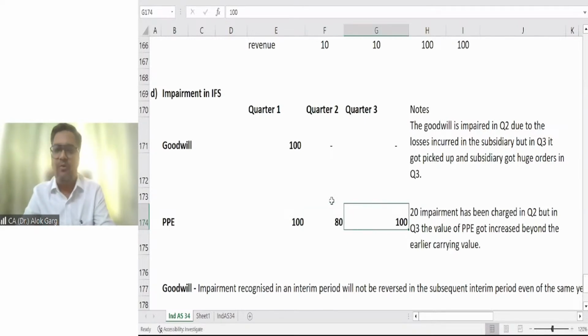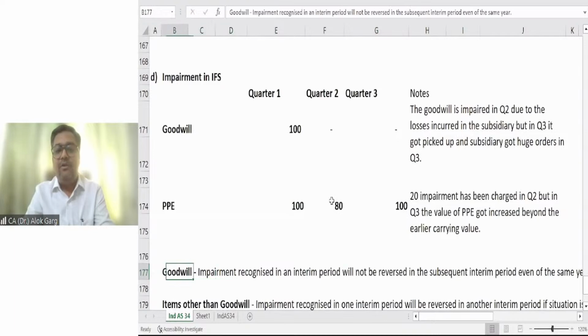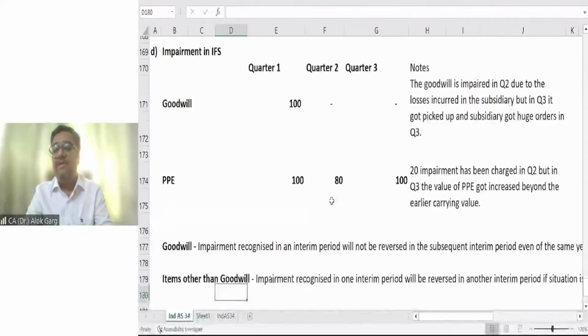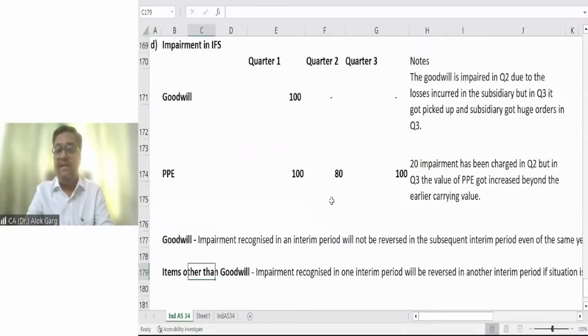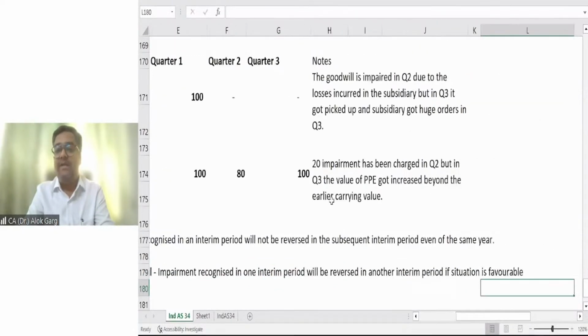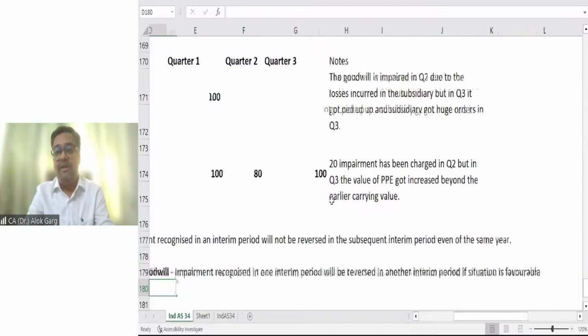Answer is yes, it is allowed. The reversal of impairment on PPE is allowed. Means the reversal of impairment on items other than goodwill is allowed, even in the next quarter of the same year, or even in the next year, right? So goodwill impairment recognized in an interim period will not be reversed in a subsequent interim period, even of the same year. But for items other than goodwill, impairment recognized in one interim period will be reversed in another interim period if the situation becomes favorable, right?